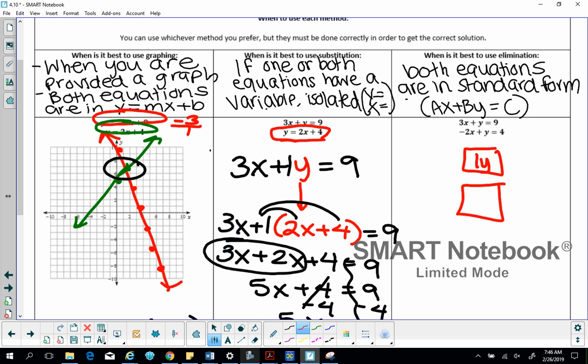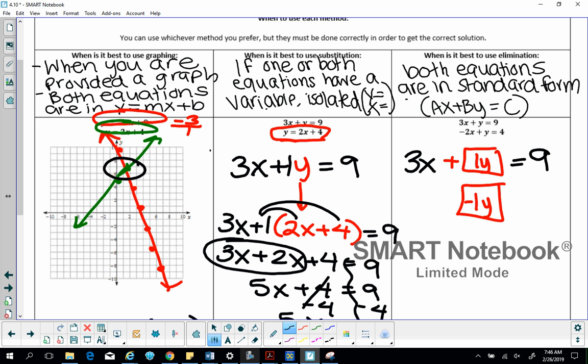And so if one's positive 1y, what does the bottom one need to be? Negative 1y. I could have chosen negative 1y for the top. It doesn't matter which one you choose. You'll get the same answer. So do I need to do anything to the top equation? No. I'm just going to rewrite it. 3x plus 1y equals 9.